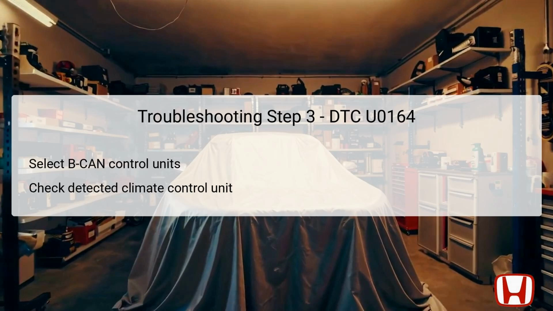This process allows the technician to review the connected control units on the Body Controller Area Network, BCAN, which is a system responsible for communication among various electronic components throughout the vehicle. Once in this menu, the technician should select the Check Connected Control Units option. The next task is to determine if the climate control unit is detected by the system.